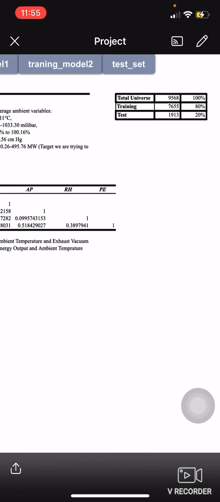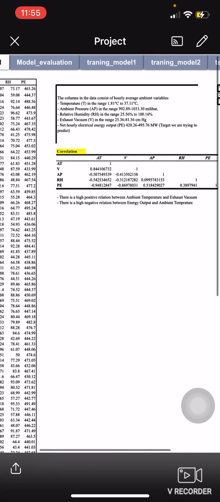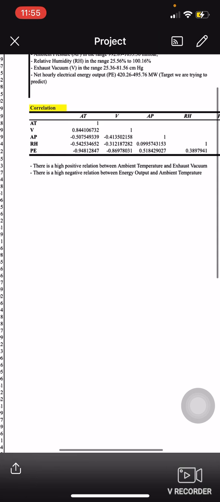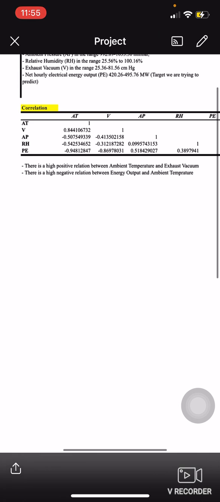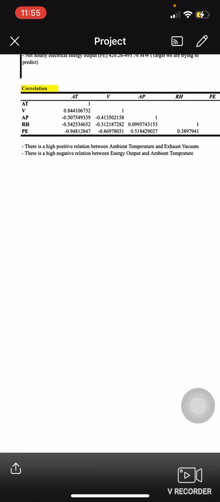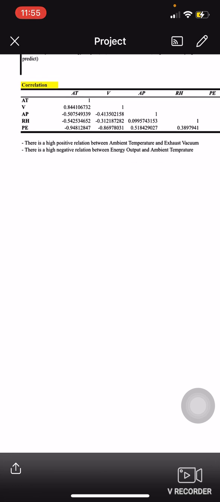So I have divided this data set into two categories. One is training set, which accounts for 80% of total universe, and other is test, which accounts for the 20% of total universe. But first, before I go into model, I would like to show you the correlation matrix of all the variables. So as you can see over here, there is a high positive relationship between the temperature and the vacuum, which is 0.84, and there is high negative relation between energy output and the ambient temperature.